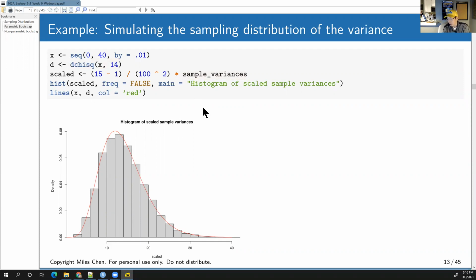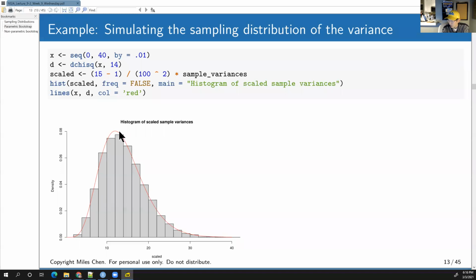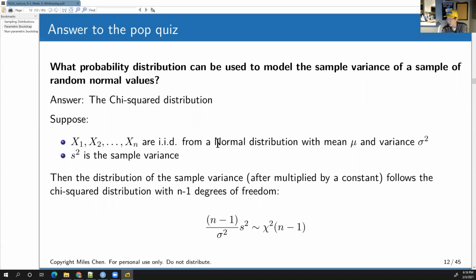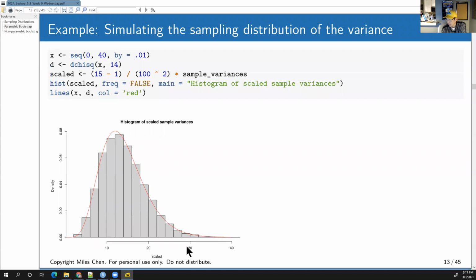Okay, but again, the whole point of this was that you can just use these sample variances, and this is supposed to be a stand-in for this red line. Because if you don't remember the mathematical distribution that you should use, what we're basically saying via the bootstrap is that you can get an approximation by using this sampling distribution that we're simulating here. And it looks like it works out here.